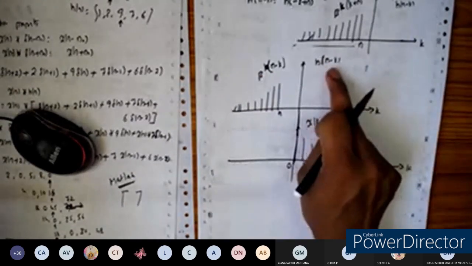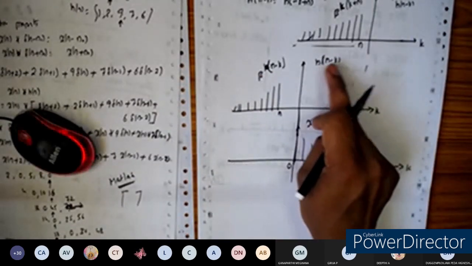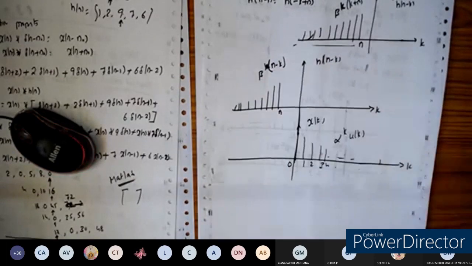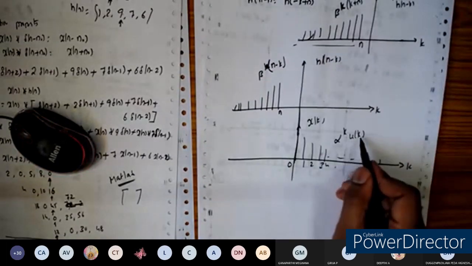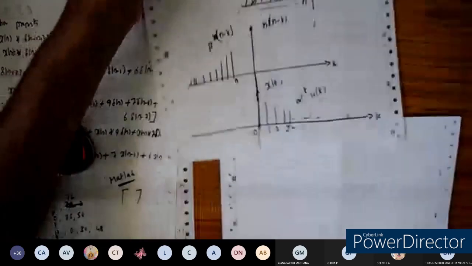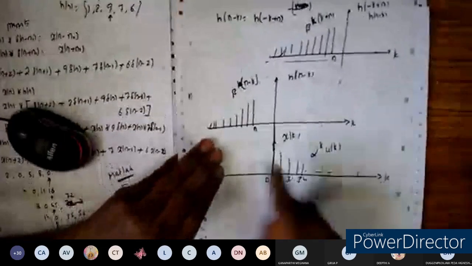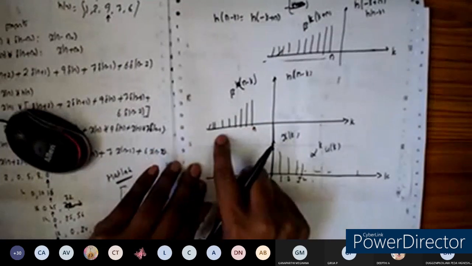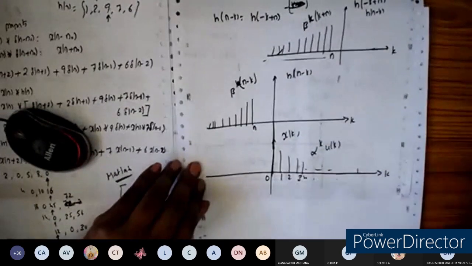Because from h of k, we obtained h of n minus k by replacing k by n minus k. So we got beta to the power of n minus k here, and this is alpha to the power of k into u of k. Now we are going to take the cases of n where there is an overlapping region and a non-overlapping region.